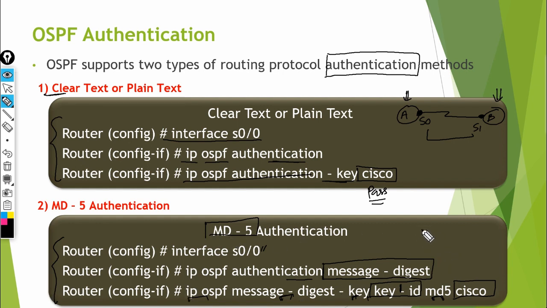So while configuring MD5 authentication you need to define the key ID, let's say some number like 1, and the key password string, which I'm giving here as Cisco. Make sure you perform this configuration in both the routers at the same time. So you have two different methods, and you can use either one between the routers to implement OSPF authentication.